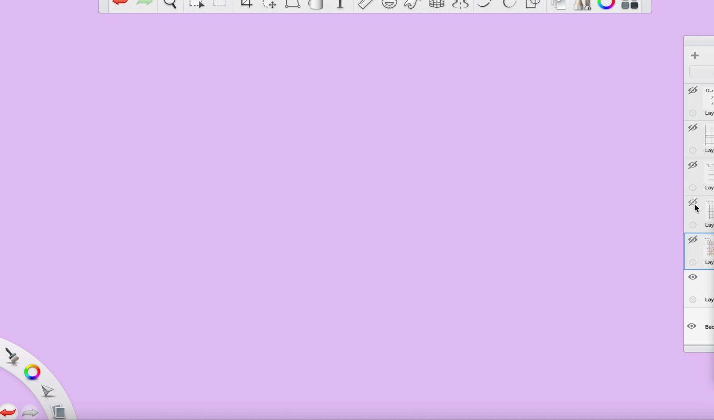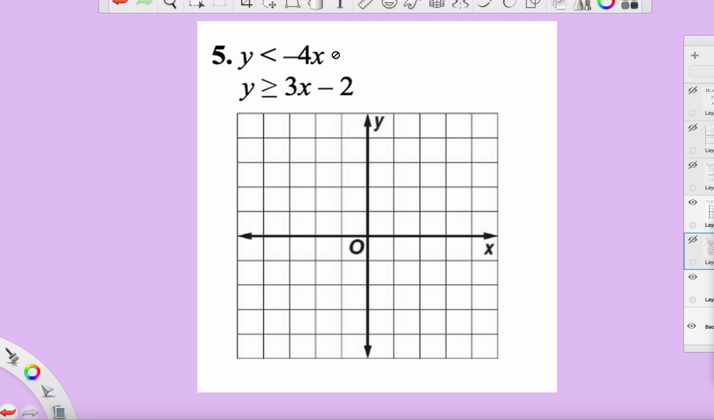So let's do something that's just a little bit more complex. Again, we have a pretty simple one here. We have y is less than or equal to -4x. So I'm going to graph this. I'm going to use something dark. Maybe I'll use the black for it. I'm going to make a dot here. And I'm going to go down 4 and over 1.